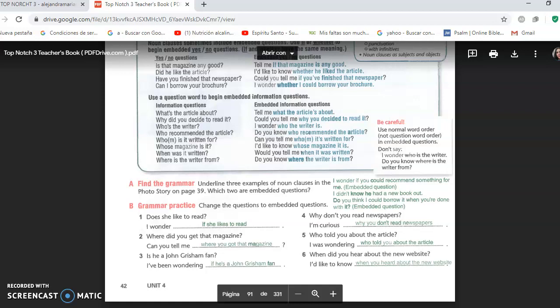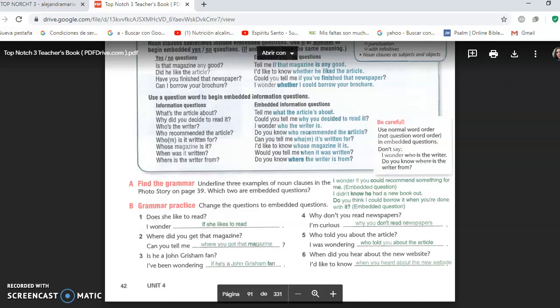Tenemos una pregunta. Does she like to read? Ok, una embedded question podría ser I wonder if she likes to read. Ahí sería una oración en vez de una pregunta. No, ahí sería una pregunta. I wonder if she likes to read. Solo que no pusieron el question mark. También puede ser una afirmación.